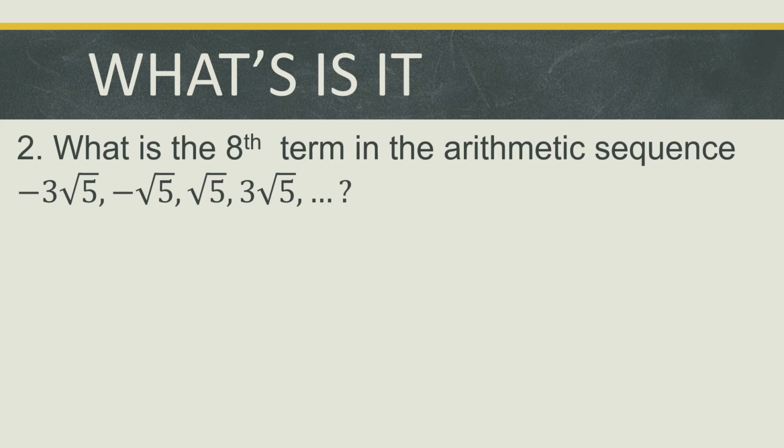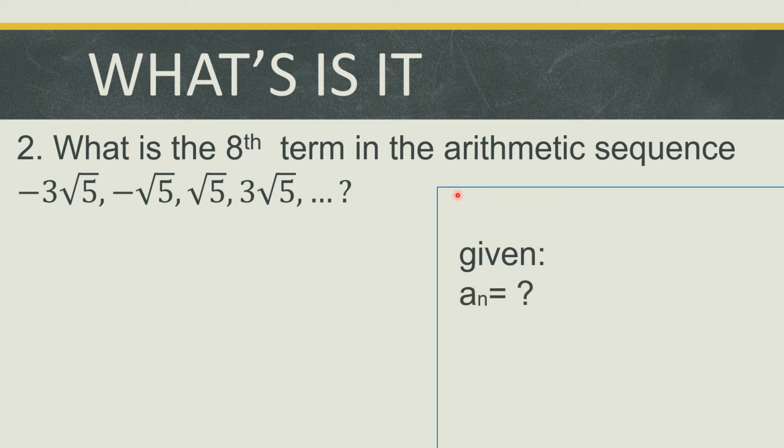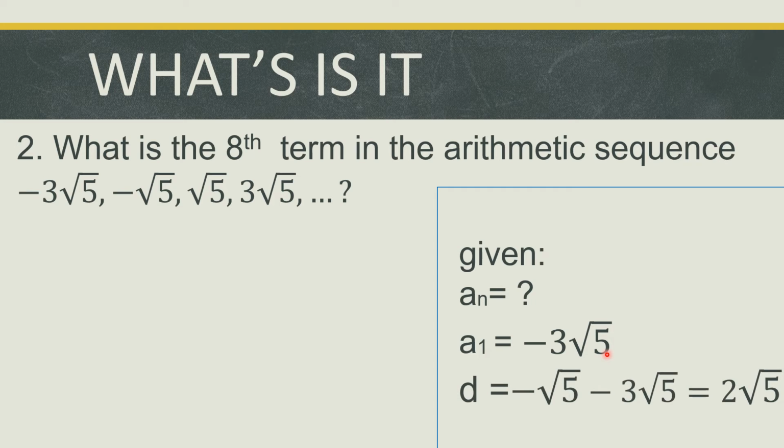Let's have the next example. What is the 8th term in the arithmetic sequence? Negative 3 square root of 5, negative square root of 5, square root of 5, 3 square root of 5, and so on. So first, we need to identify the given. A sub n is missing, or we need to find the 8th term, or the a sub n of the sequence. Next, a sub 1 is the first term, or negative 3 square root of 5.